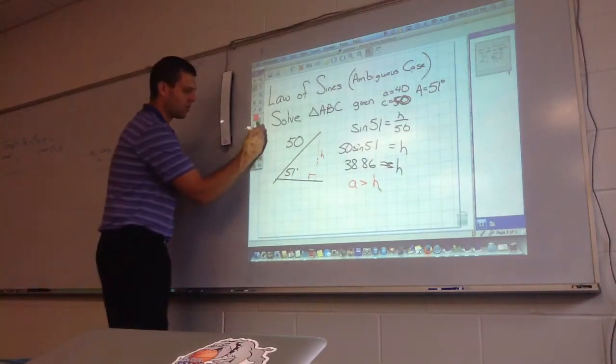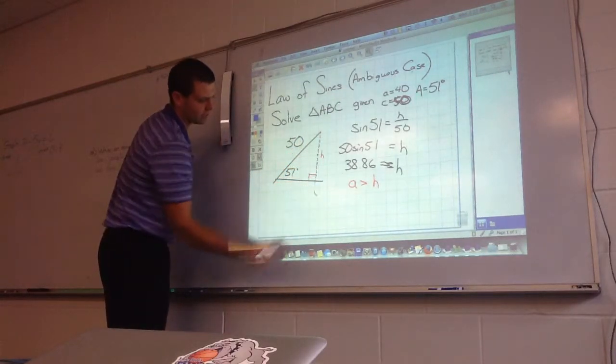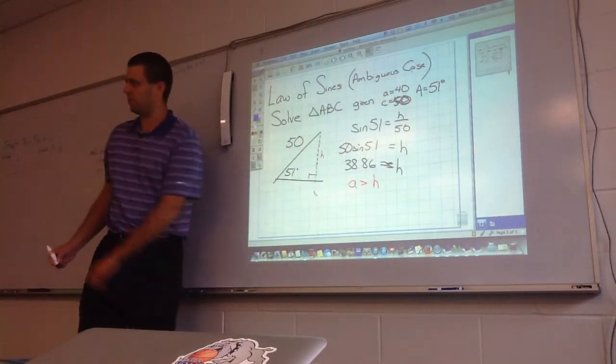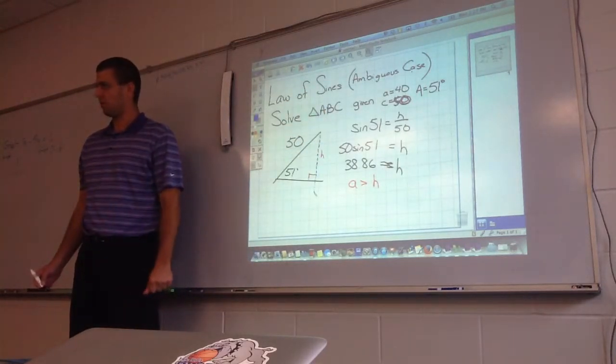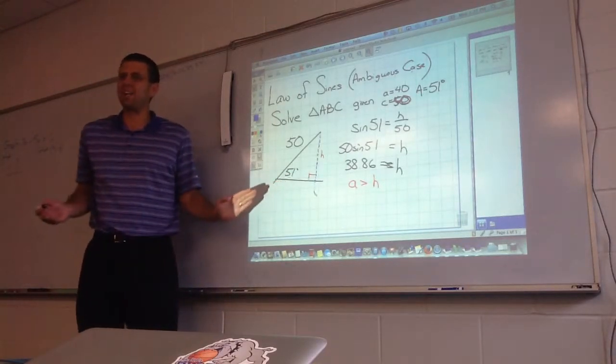So then what you're looking at is this side, if I were to drop it straight down and not connect it, it's a little bit longer than what the height would be. You guys still with me? Now obviously we don't have a triangle that's formed right now.